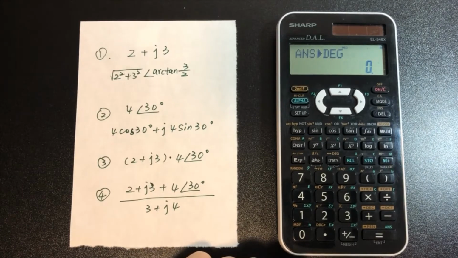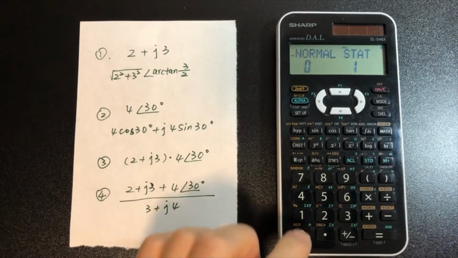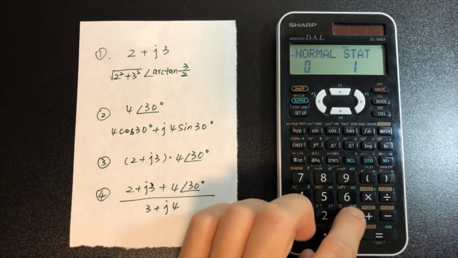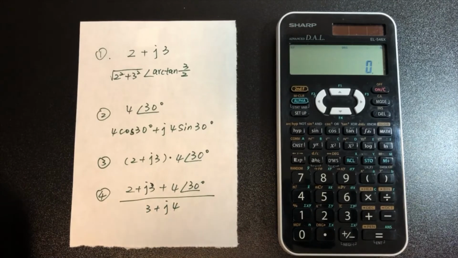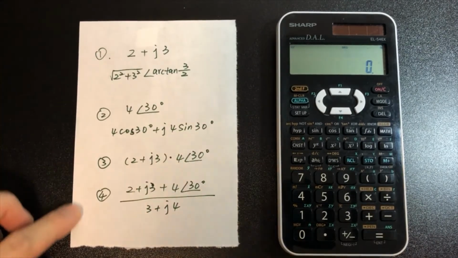Often we use degree as the unit of the phase, so we just use the degree. All right, let's go back to the complex mode. You press 3. So now your calculator is in complex mode. All right, let's do some practice. Okay, so I'm going to go through these 4 examples.